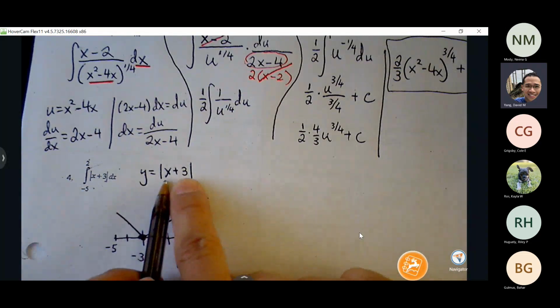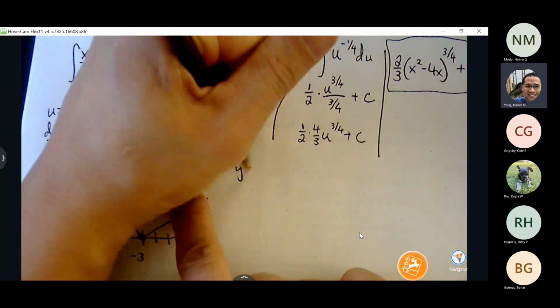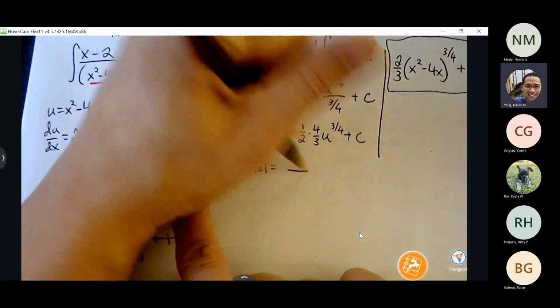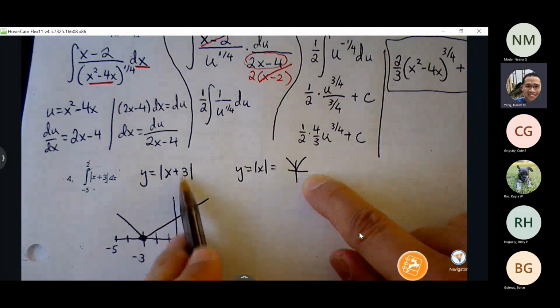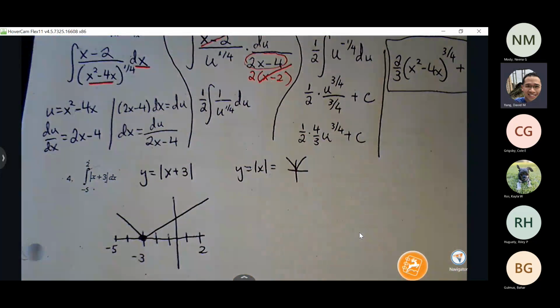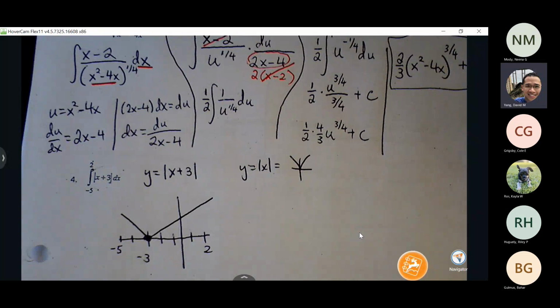Because the absolute value of x plus 3, well, first off, absolute value of x looks like this, right? And then absolute value of x plus 3 is going to take that graph and shift it to the left 3 units. Anything inside the parentheses is always going to go the opposite direction of what you would expect. So positive 3 means left 3.